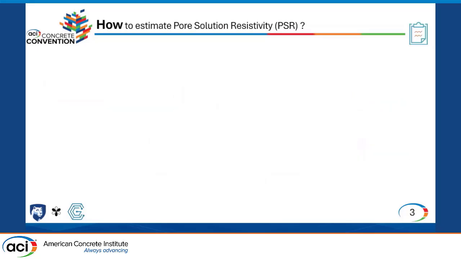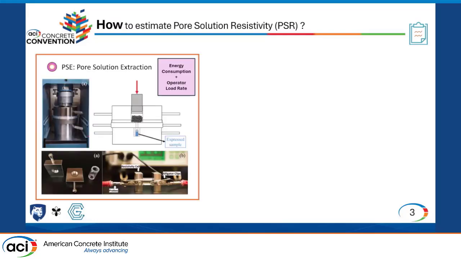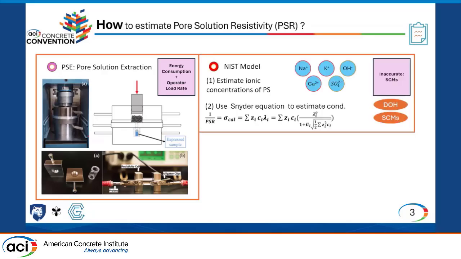So we talked a lot about the pore solution. How do we estimate the pore solution resistivity? There are three main common methods to determine the pore solution. First, through extraction, where we crush the concrete into small particles, and then we pressure it at 1,000 MPa in order to squeeze out the liquid, and then we measure the resistivity through a resistivity cell. This method is very helpful. However, it's very energy intensive, time-consuming as well, and involves large operation requirements.